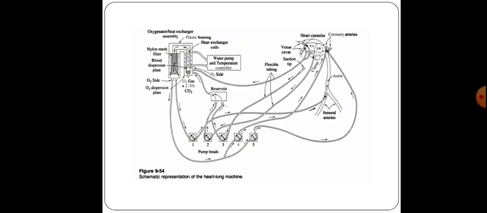So this is the schematic representation of the heart-lung machine. There will also be the water pump and the temperature controller. With the help of the temperature controller and the water pump, we can maintain the temperature.